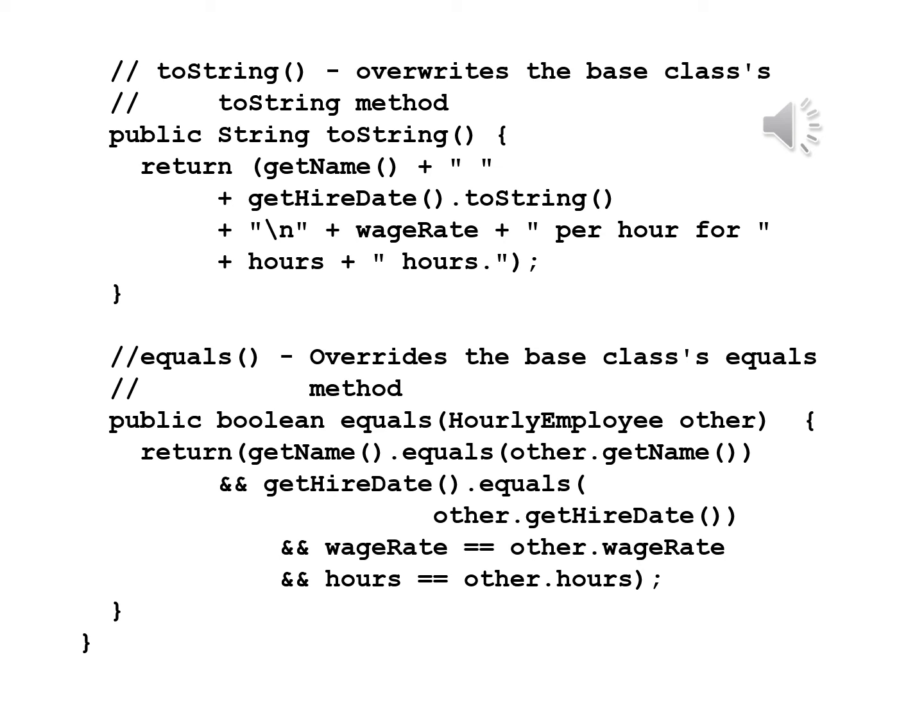This will create a string out of the individual properties belonging to the class, and we can use this in many applications. Equals becomes public boolean equals(HourlyEmployee other), return getName().equals(other.getName()) and getHireDate().equals(other.getHireDate()) and wageRate equals other.wageRate and hours equals other.hours.